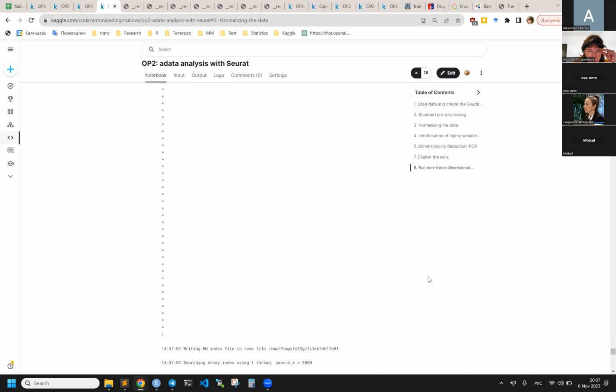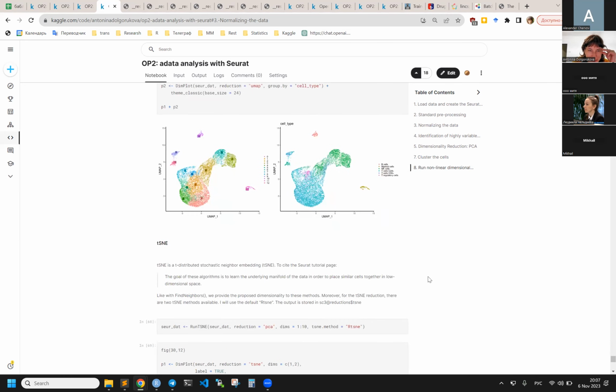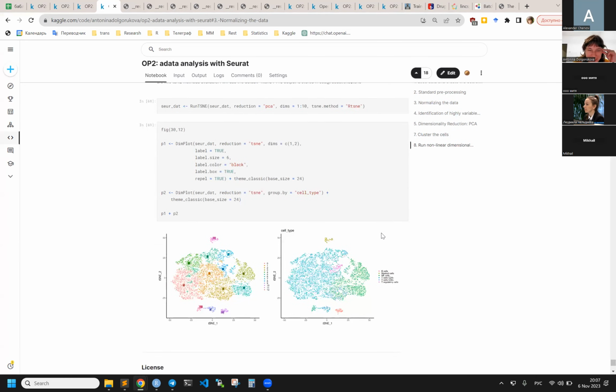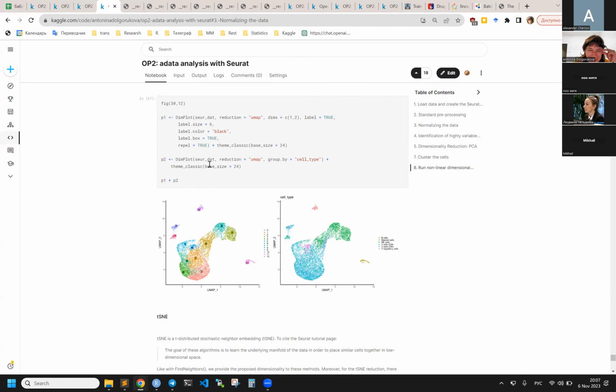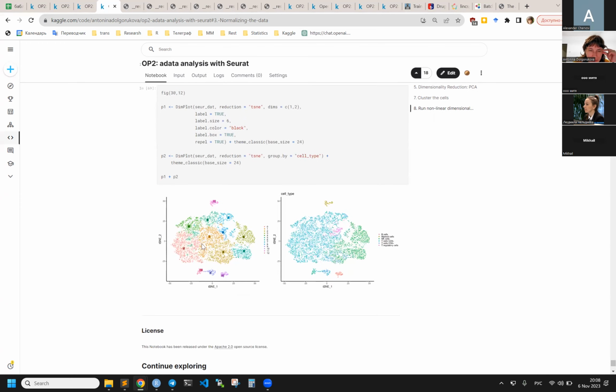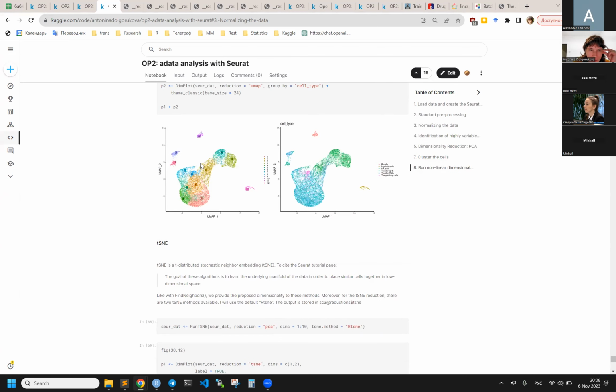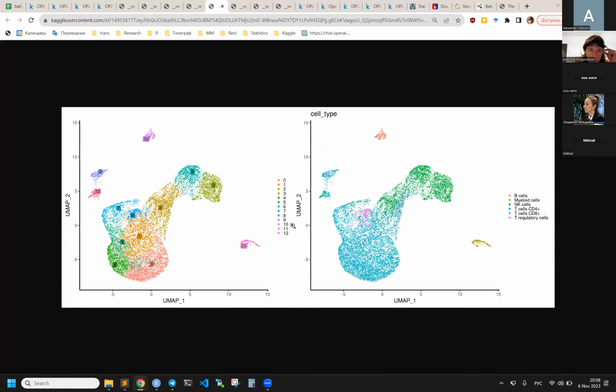Also, a few pictures for the end of my talk. It's dimensionality reduction with UMAP. How do you say this? And tSNE, right? We can see almost the same here, pairs of plots by cell type and by clusters. And again, we see this 11 cluster and 10 B cells separately.